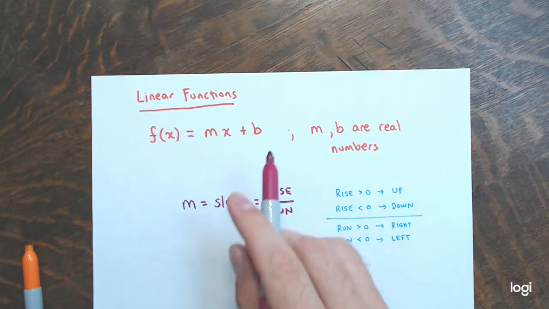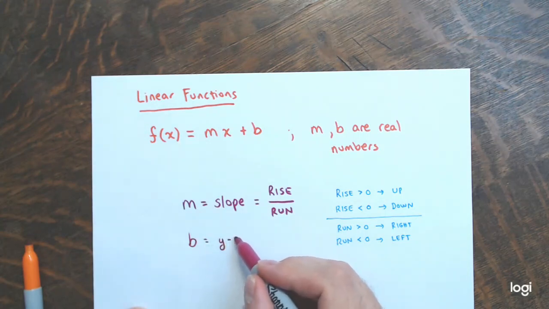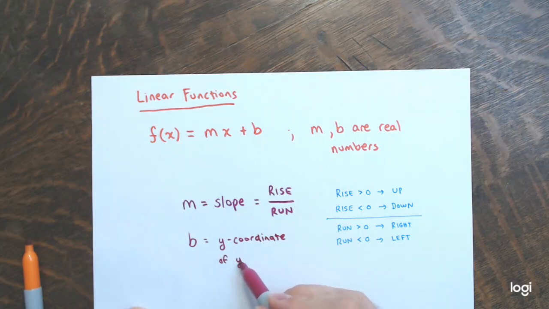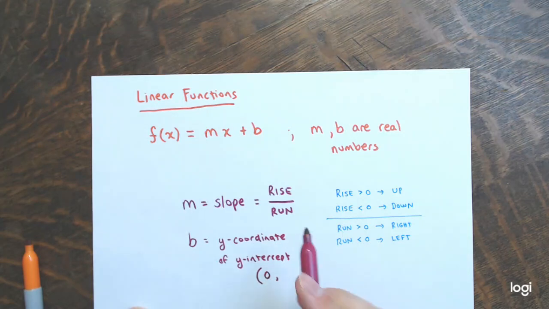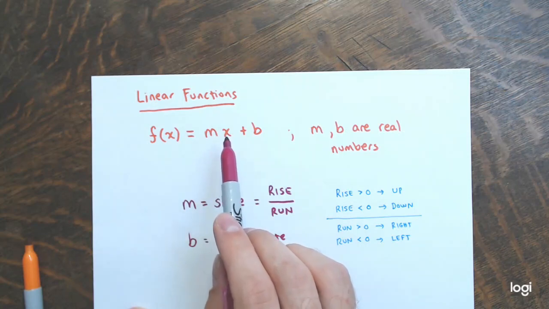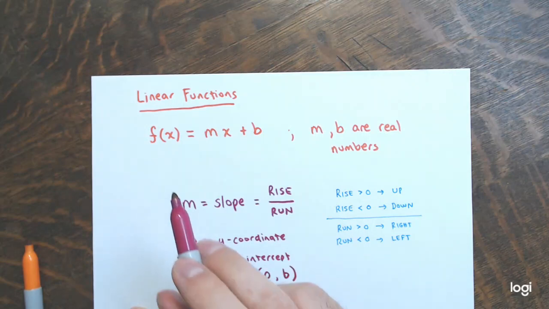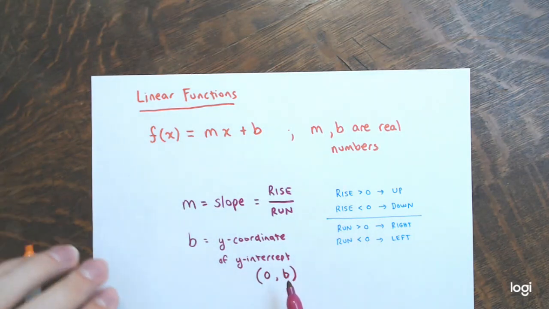And the b there is the y coordinate of the y-intercept, the point of the graph that's on the y-axis, which means it has an x-coordinate of 0. Hopefully you can see that if I replace x with 0, you'd have m times 0 plus b, giving you a y-coordinate of b. 0 corresponds to b. The value of f at 0, or whatever the function is, the value of this function at 0 is b.